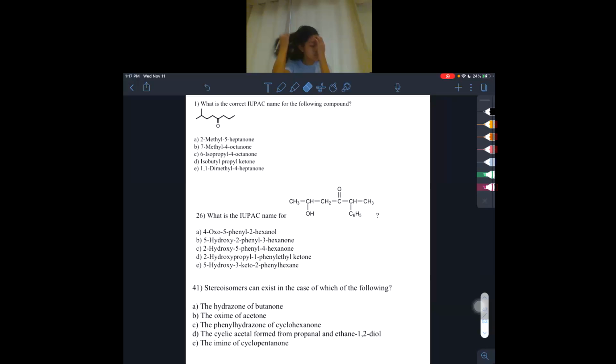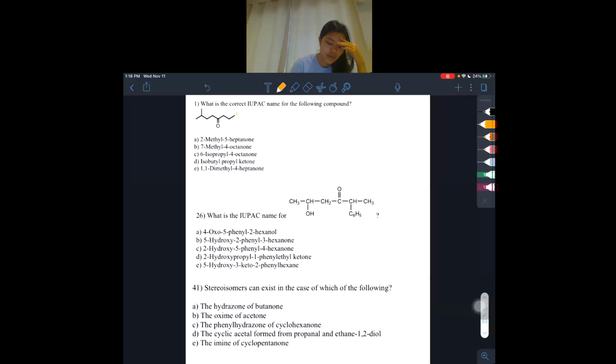Okay. Once again, we start out with some naming, and then we talk about stereoisomers, which I know everybody had questions about, so we will go over these. So, let's go ahead and start with the first one. We're asking for the correct IUPAC name for the following compound. So, once again, what I like to do is to count out our longest carbon chain.